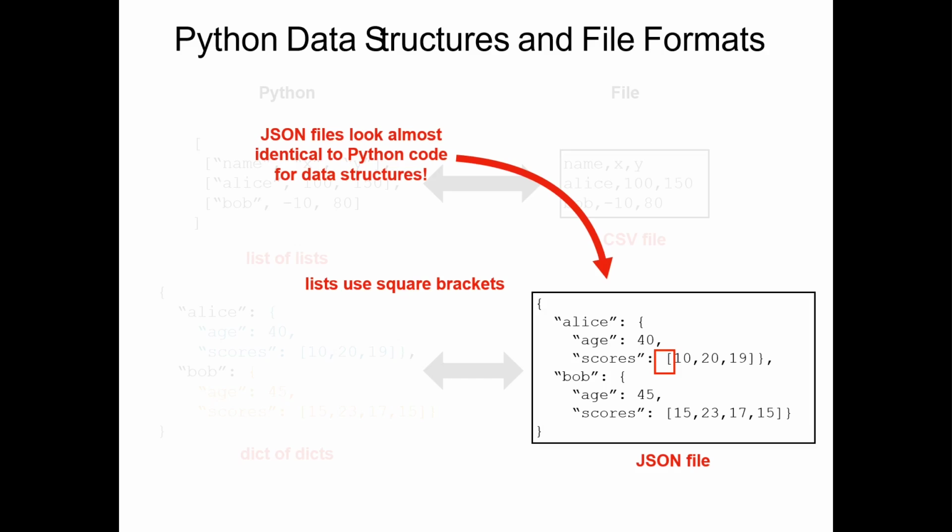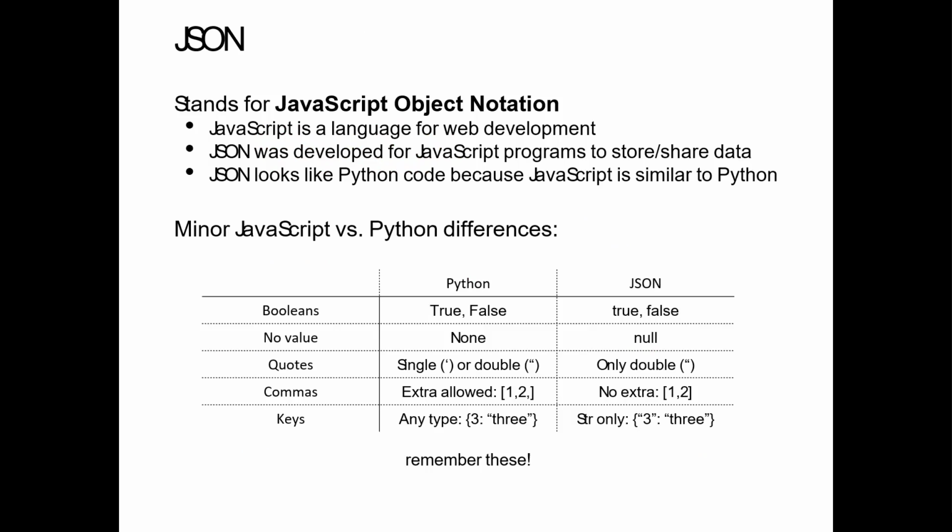And dictionaries can contain lists. Strings are always going to be in quotes, just like in Python. Integers will look like integers. Floating point numbers look like floating point numbers. Okay, just a little bit more. JSON stands for JavaScript Object Notation. It was developed to work with JavaScript, which is a programming language widely used in web development.